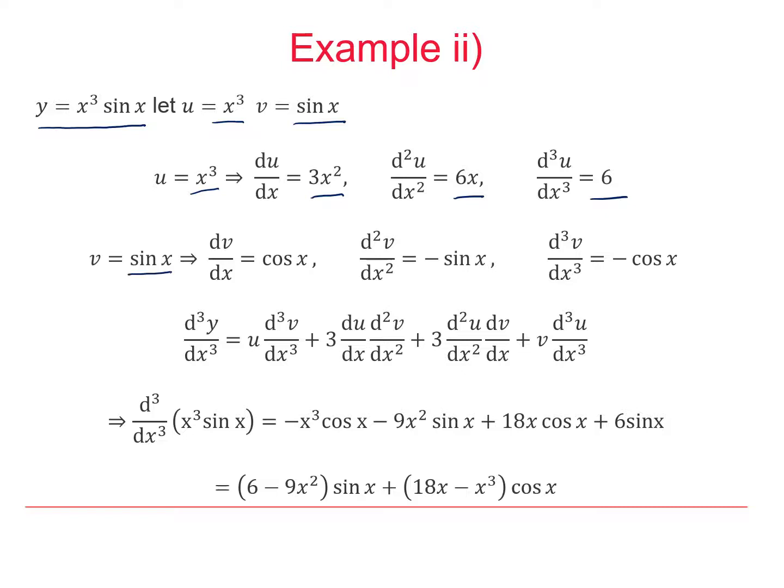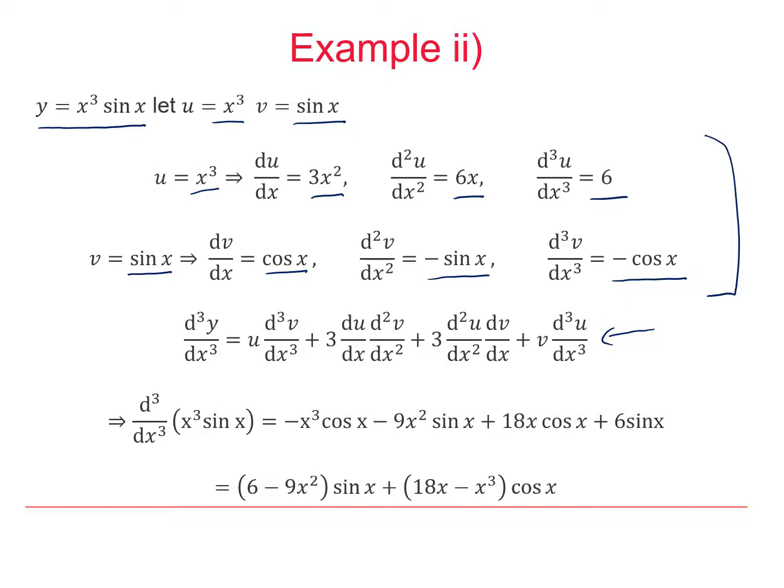v is sine x, differentiating gives cos x, differentiating again negative sine x, and differentiating for the third time gives us negative cos x. So we've got all our independent sections for the Leibnitz's theorem formula for the third derivative. So we can then start putting these values in to work out what the third derivative of x cubed sine x is going to be.